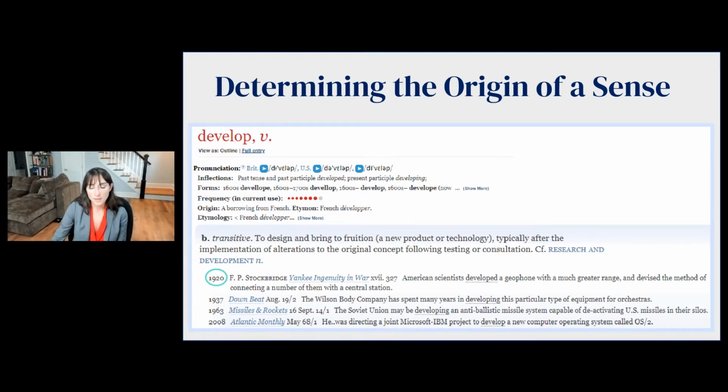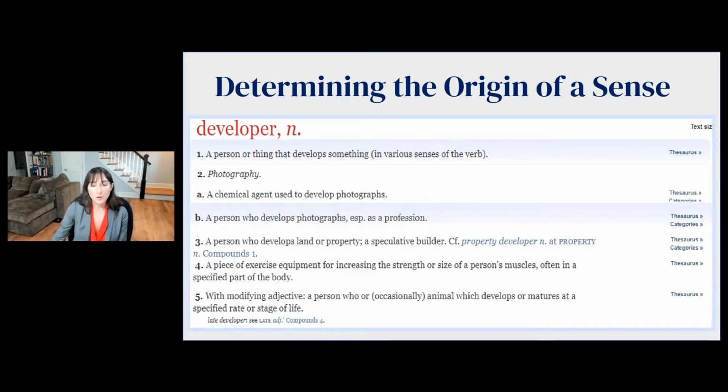So the question then becomes, well, where did it come from? And we can go back to that entry and actually look at the first 5 senses and see the pattern. The first sense is a much broader sense of developer, just a person or thing that develops something in various senses of the verb. And so it's even giving us an indication that this is a broad umbrella category with the various senses comment. And senses 2 through 5 are narrowings into different fields that are otherwise completely unrelated: photography, building, exercise.